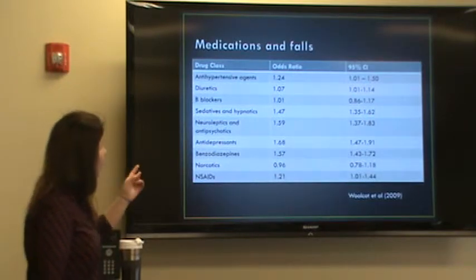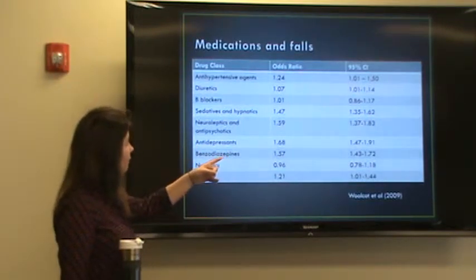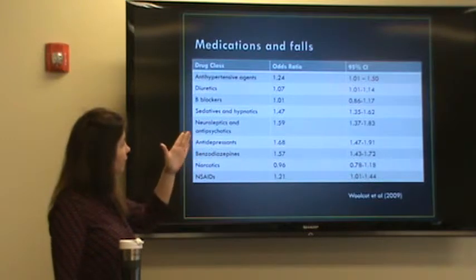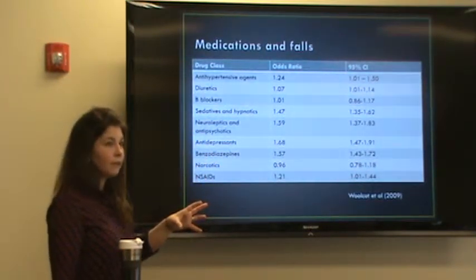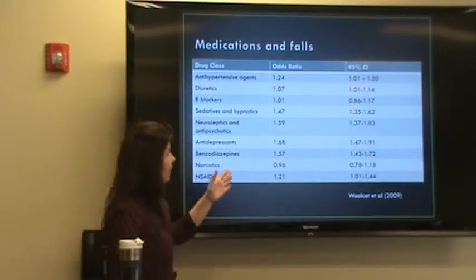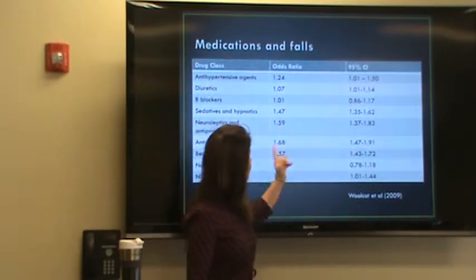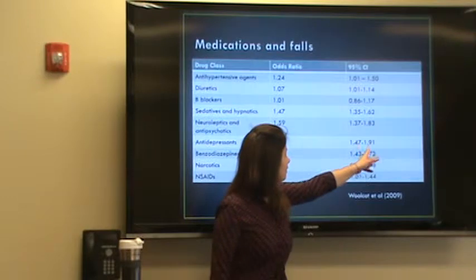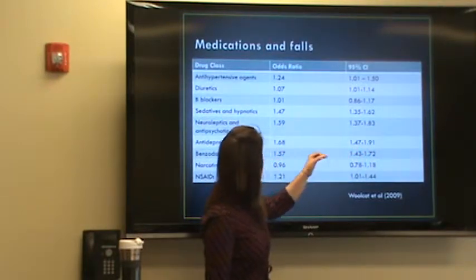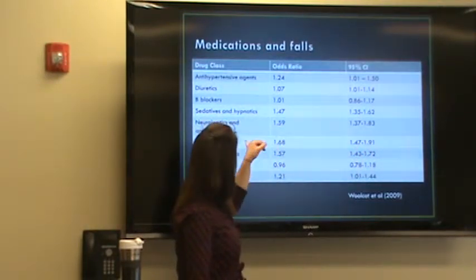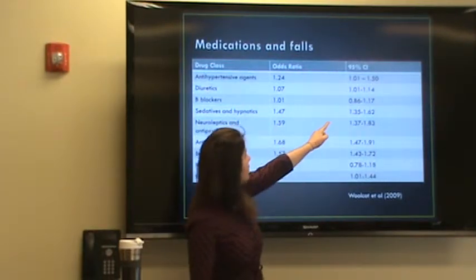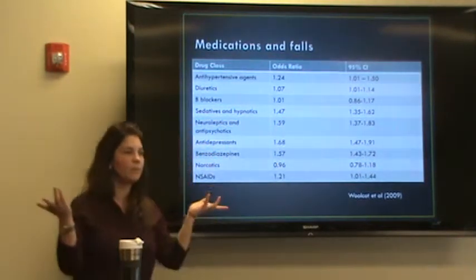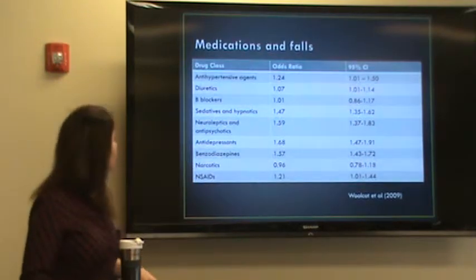pretty predictable to me. If you look at the confidence interval, when we're looking at studies, if the confidence interval includes 1, that's not statistically significant, versus if it does not include 1, then it is. So if you look at antidepressants, that's a statistically significant number, saying if you're on an antidepressant, you're going to be more likely to fall. Versus beta blockers is not statistically significant, so that could be more because of confounding.